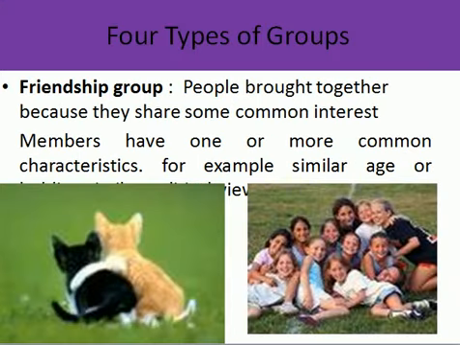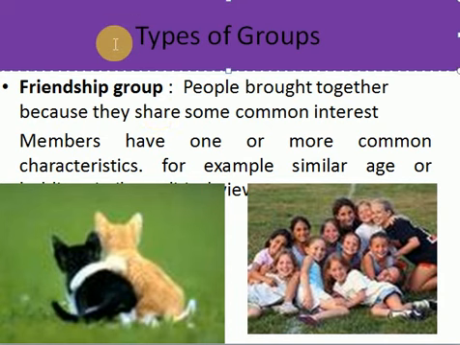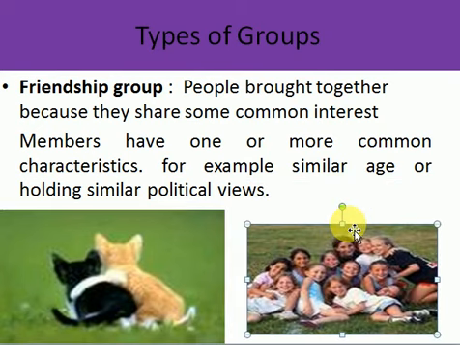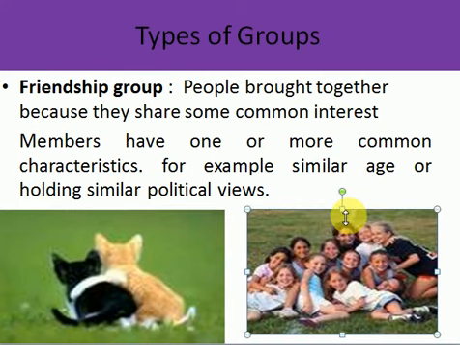There is also another kind of group which comes under the informal types of groups, that is the friendship group. People brought together because they share some common interest is called a friendship group. So members have one or more common characteristics. For example, they might have a similar age, or hold similar political views about some issue. It means that as friends they get together and everyone shares a common goal and a common interest.